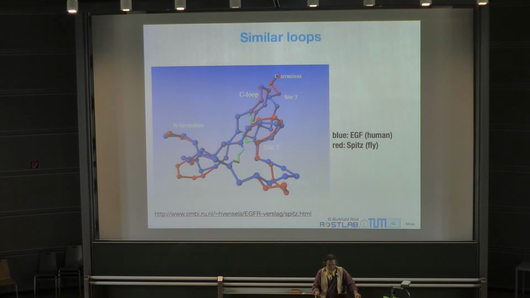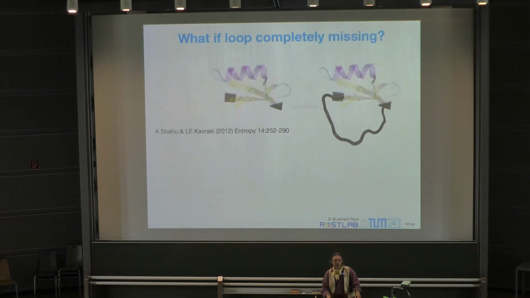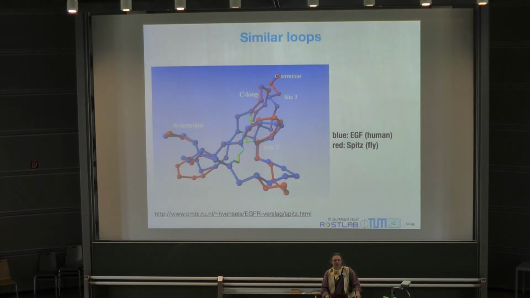Let's look at two similar loops. In this particular case, I'm not entirely sure how much they differ. In blue and red, but they're fairly similar. Can we, in fact, predict the right one by just doing molecular dynamics?